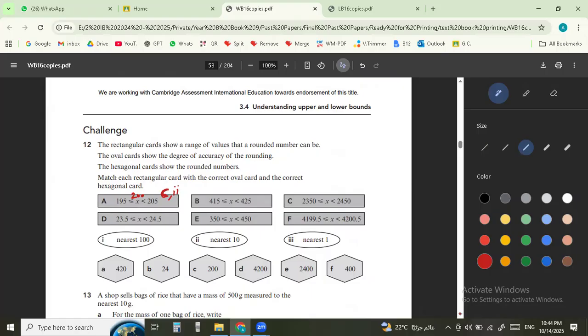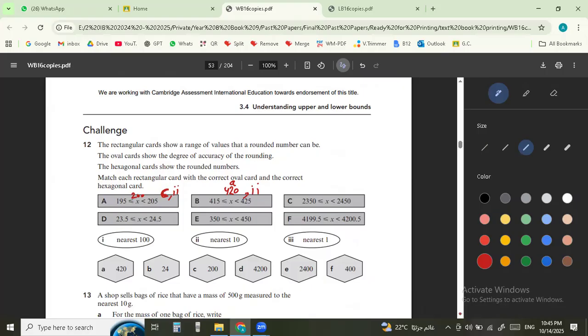What about B? Here, 415, 425. Mister, it is what? It is exactly 420. Minus the 5 from it, added 5 to it. So it is also to the nearest 10. I added 5, I minus 5. So to the nearest 10. All right, 420 is actually which card? Where's 420? It's A, card A.